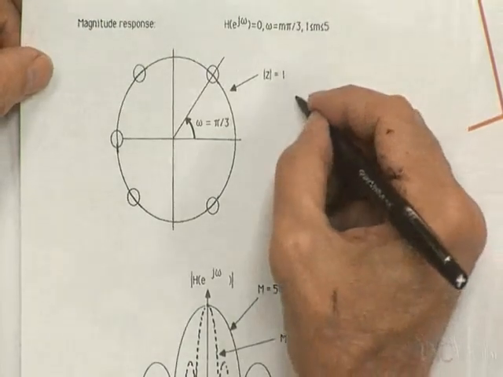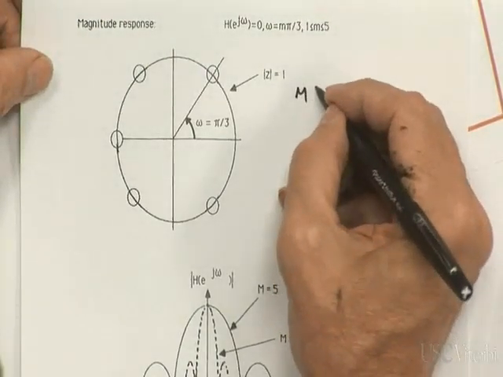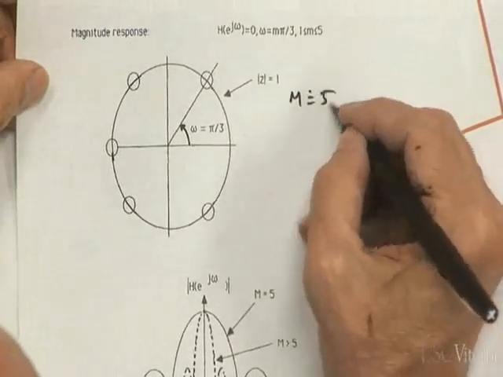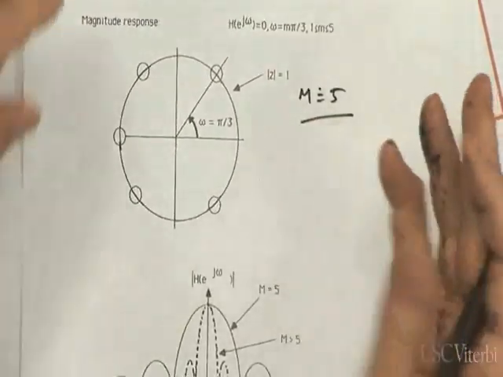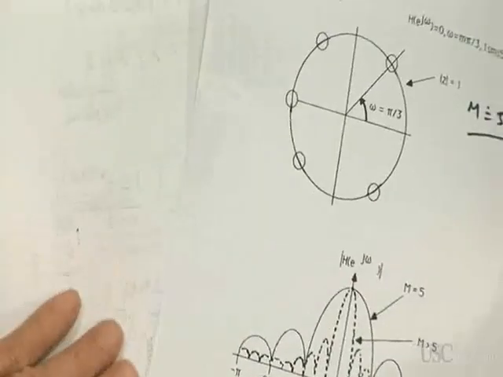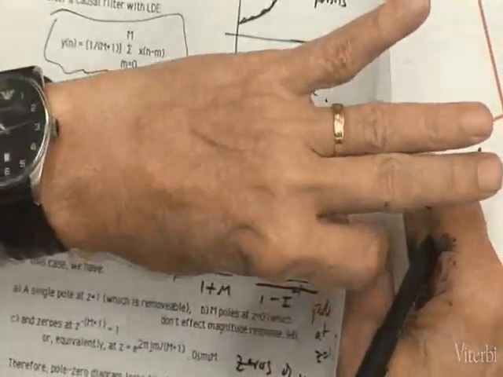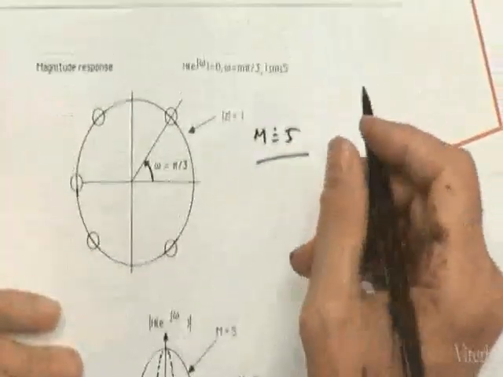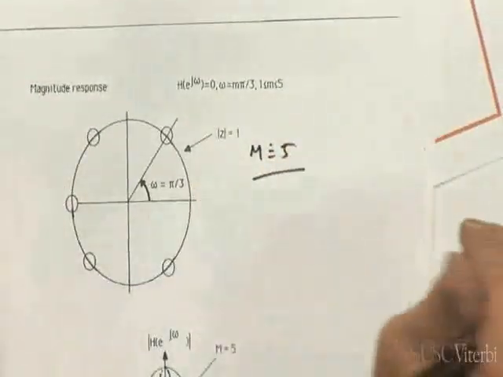What am I letting capital M be? I think I'm letting M equal 5. Is that what I said over here? M equals 5. Yes, indeed, M equals 5. It's on the previous page.